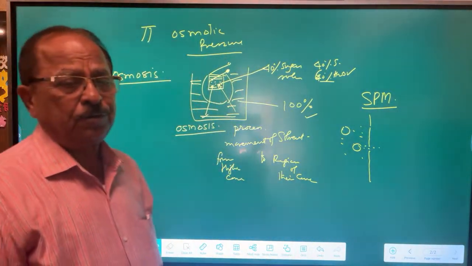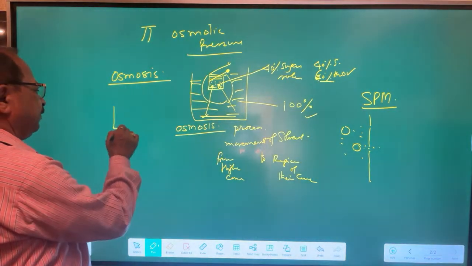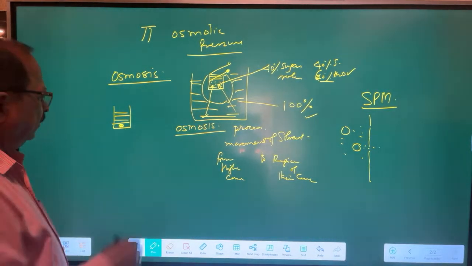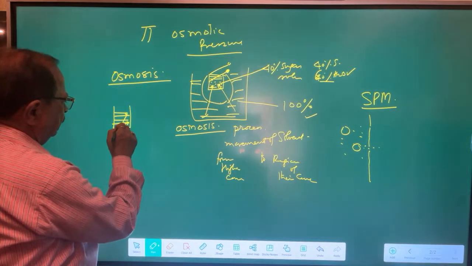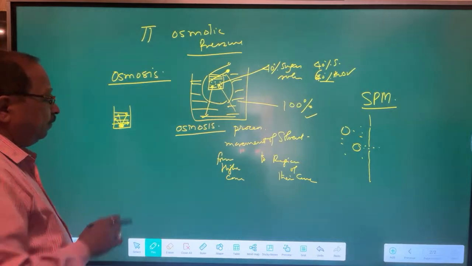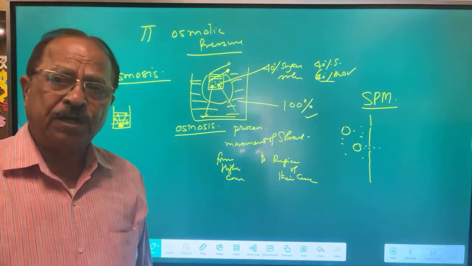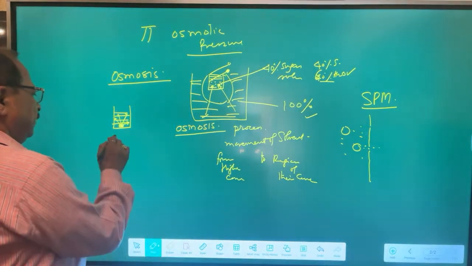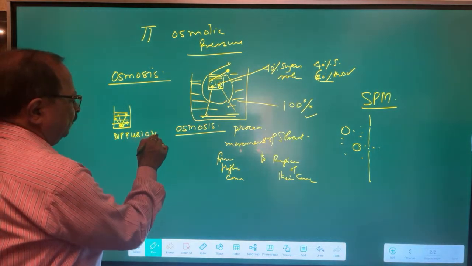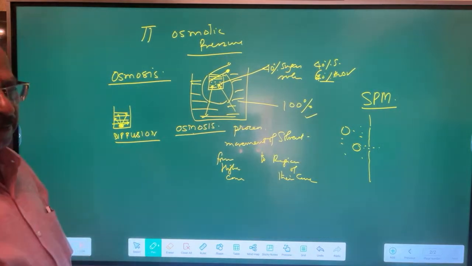And one more thing I want to tell you, osmosis is different from diffusion. See, if I take water in a beaker and if I put an ink drop into this, it will also spread. Ink will also move from the region of its higher concentration to the region of its lower concentration, but it's not through any semi-permeable membrane. So such a process which does not require any effort is known as diffusion. So diffusion is different. The main difference is the presence of a semi-permeable membrane. It is present in osmosis and there is no semi-permeable membrane in diffusion.